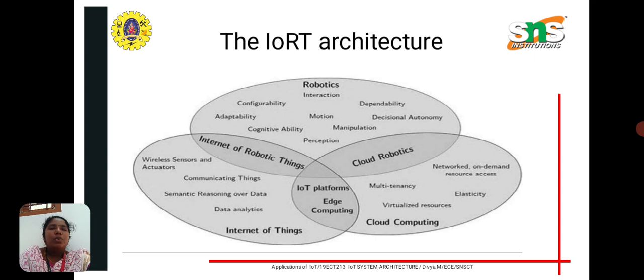Robotics includes configurability and adaptability. These are the features of robotics. Cloud computing has virtualization of resources, multi tenancy, and network on demand resource access. These are the features of cloud robotics. And communicating things, semantic data analytics, and wireless sensors and actuators come under IoT, the Internet of Things. These three things combine together to form an IoT architecture.